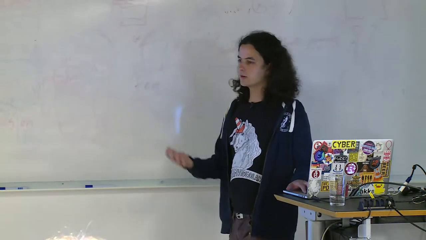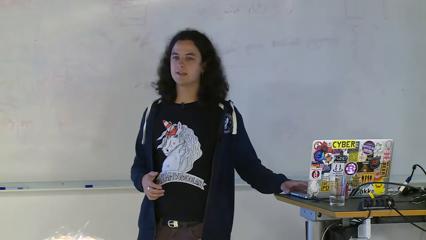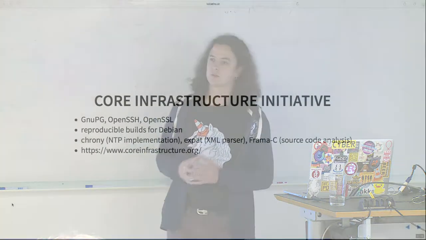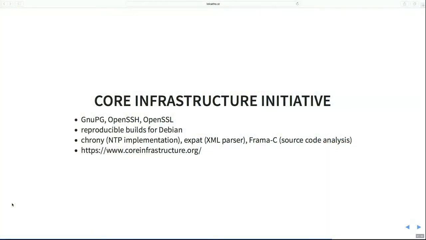The projects I've been talking about before, like OpenSSL, they have that kind of funding now. There's something called the Core Infrastructure Initiative that got money from the likes of Google and other big companies to fund some work on core projects like OpenSSL, OpenSSH, NTP.